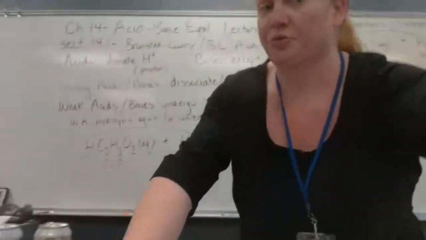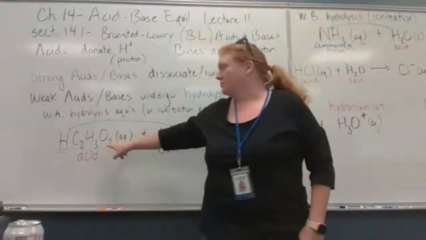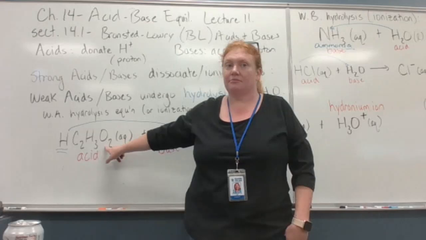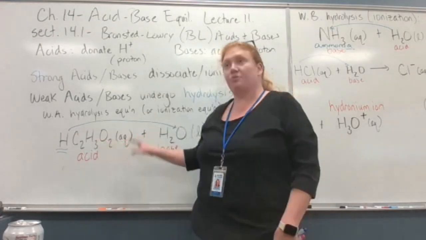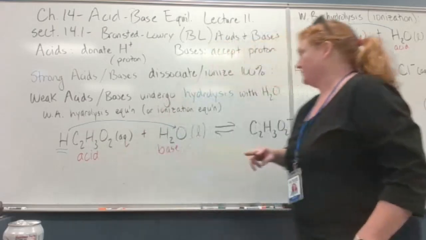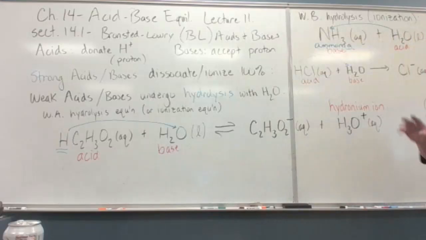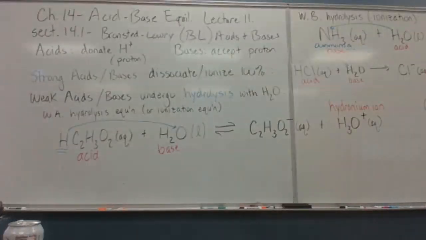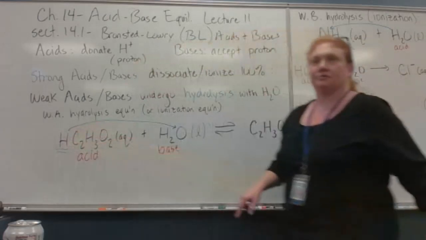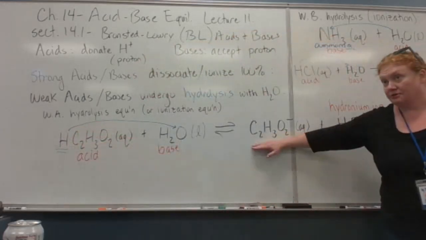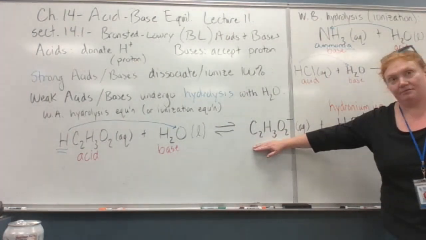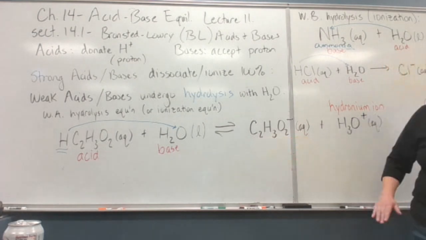Show me in our very first equilibrium. Here's this weak acid. Where is, in this equation, its conjugate base? Where is the species that differs by one H plus in the formula from HC2H3O2? Isn't it this right here? That's not a base. That is a base. It's a conjugate base.